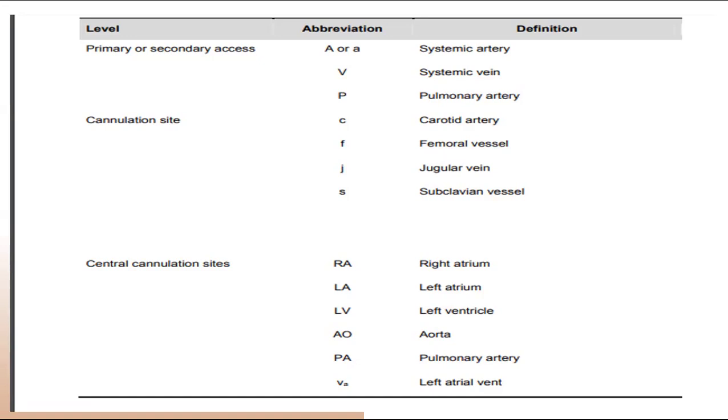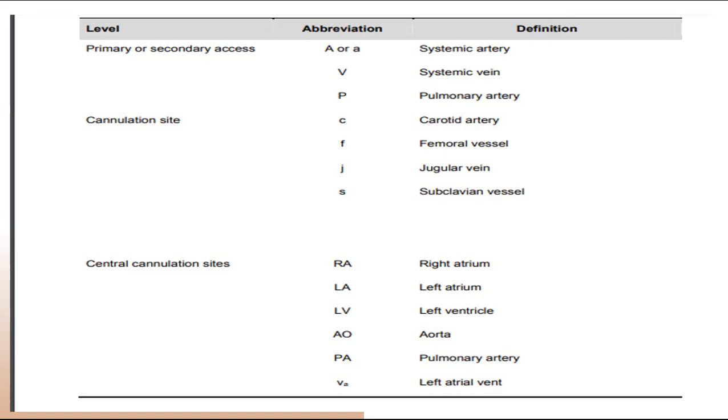Coming to the cannulation site, how are you going to incorporate the cannulation site in the nomenclature? Based upon the vessel that you're using, if it is a carotid artery, that is VC. Sorry, it's AC. If it is a femoral vessel that you're going to cannulate for a VV ECMO, it is VF-VF. It's a femoral kind of VV ECMO. Jugular veins, small j. Subclavian vessels, small s.